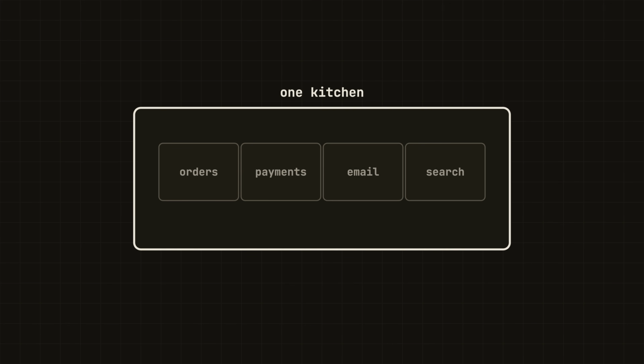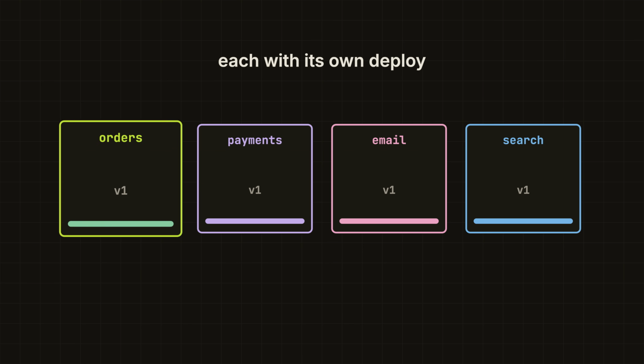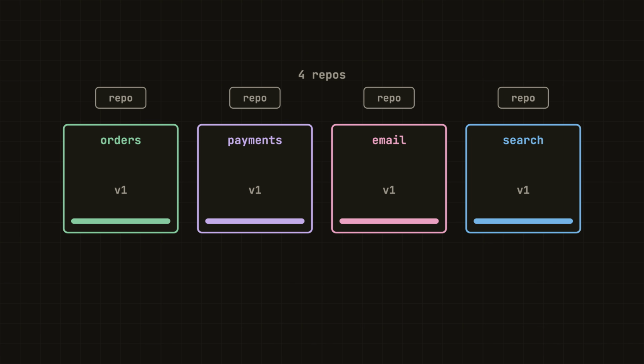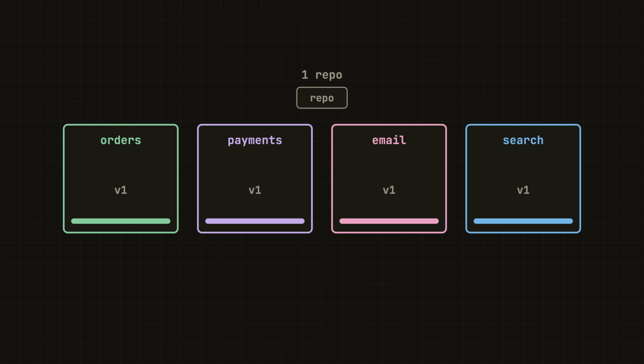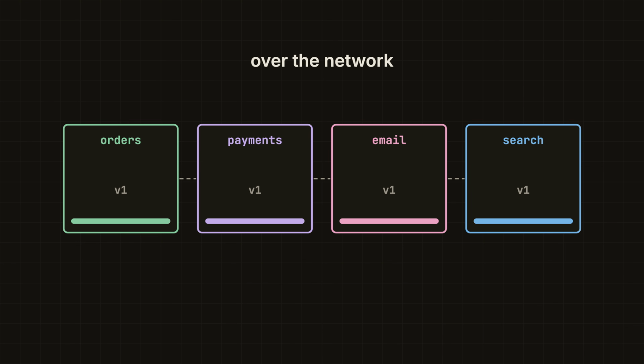Okay, so now let us break the kitchen up into stalls. Each area becomes its own application with its own deployment. Orders is one service, payments is another, search is another, and the code can live in separate repositories or all in one repository. That part does not matter. The deployable boundary is what matters, and they talk to each other over the network.